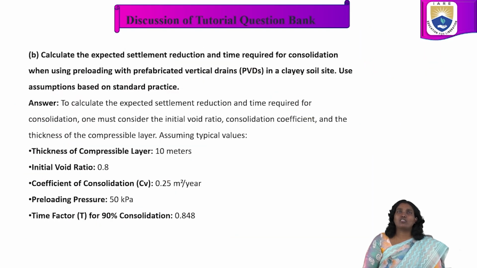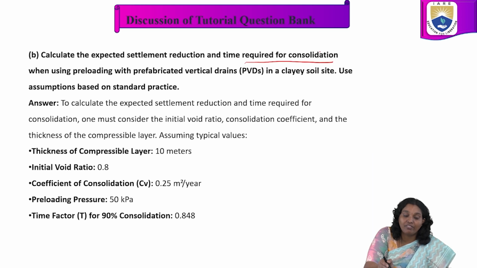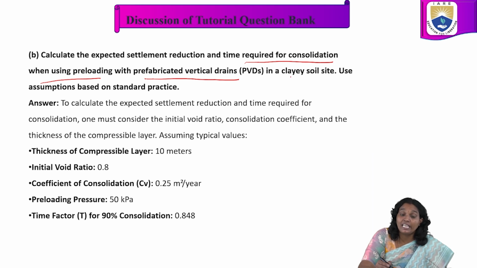In this, calculate the expected settlement reduction and the time required for consolidation when using preloading with prefabricated vertical drains, PVDs, in a clayey soil site. Use assumptions based on standard practice.